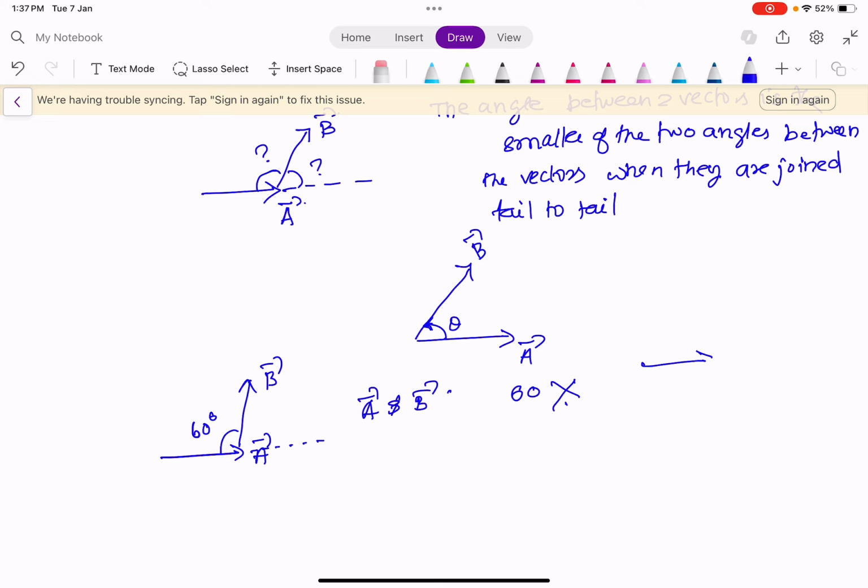Because if vector A is represented like this, we can extend this. That's called translation. We can parallelly translate this vector to anywhere like this. That's why, if we translate the vector to this, the vectors become diverging. The angle between the two vectors is this much. This much means 180 minus 60, that is 120 degrees, is the angle between A and B. See, that is the angle. The angle between the two vectors is the smallest angle when they are joined tail to tail. This is very important.